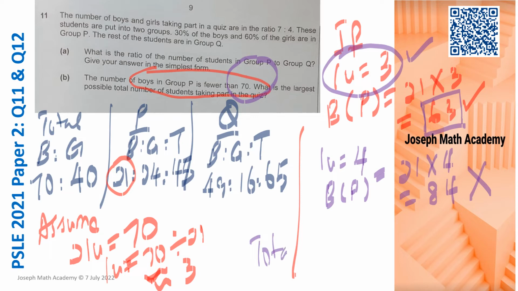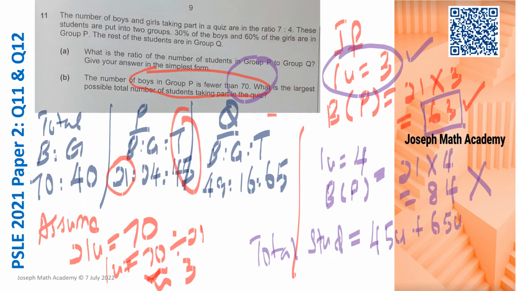So the total students taking part in the quiz is actually 45 units from group P plus 65 units from group Q. Okay, where did these two values come from? Here and here. Just add this up. Right? So when 45 units is added to 65 units, we obtained 110 units.